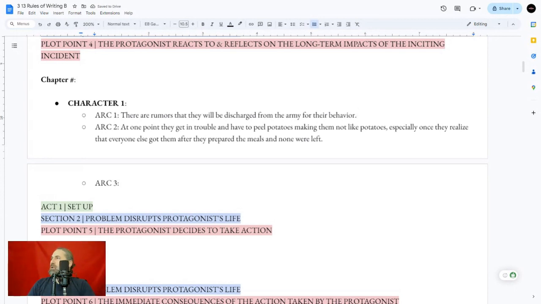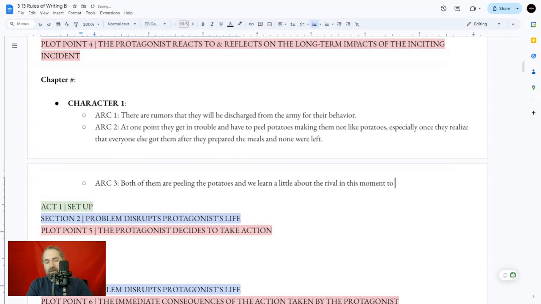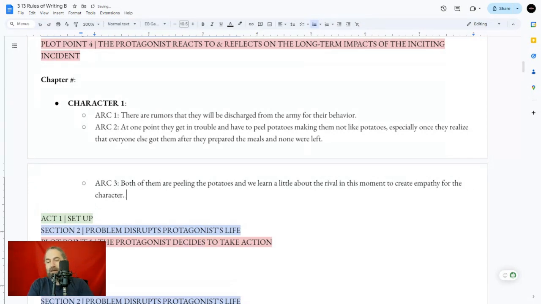Okay. At this point, both of them are peeling the potatoes, and we learn a little about the rival in this moment to create empathy for the character. Okay, so I have to think about this later.